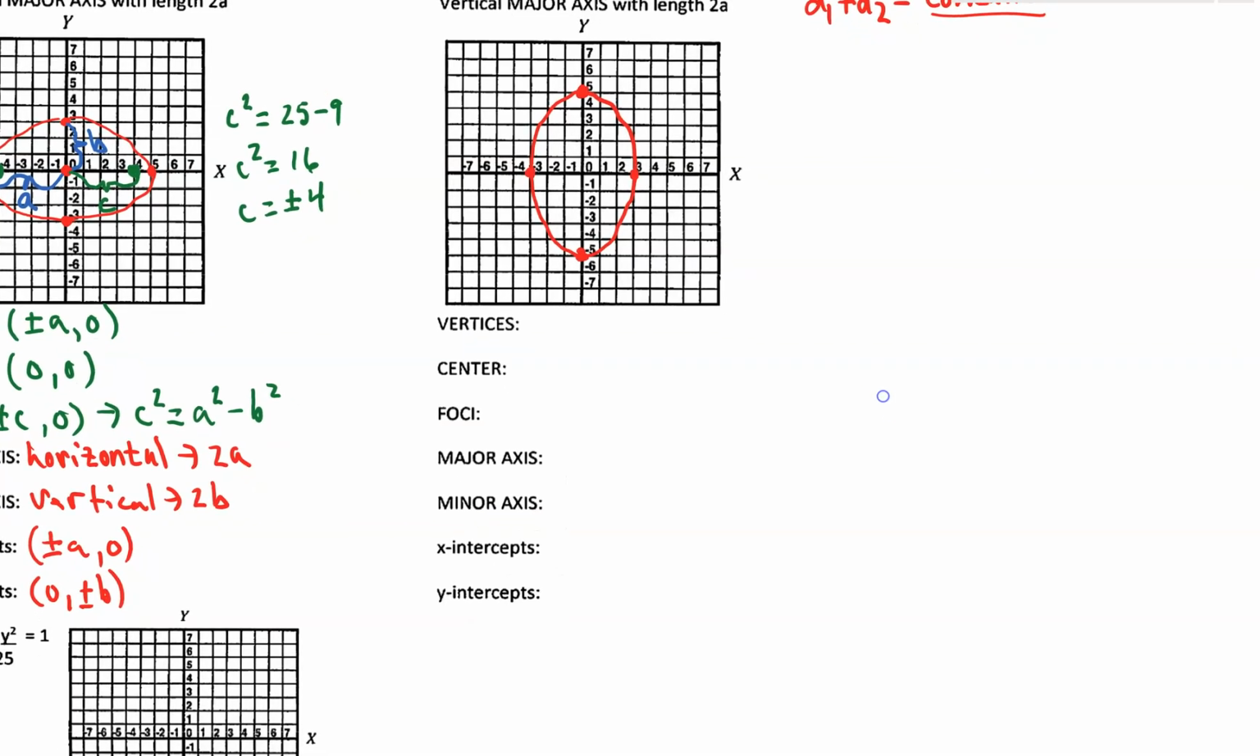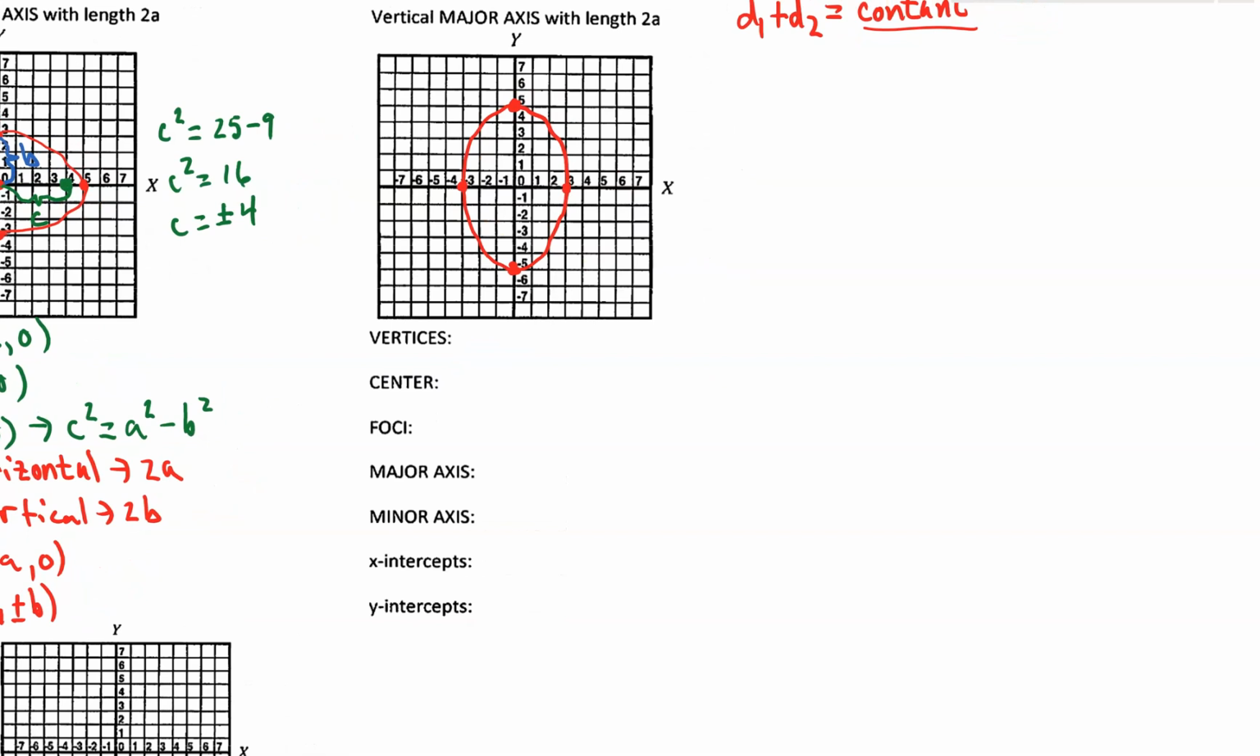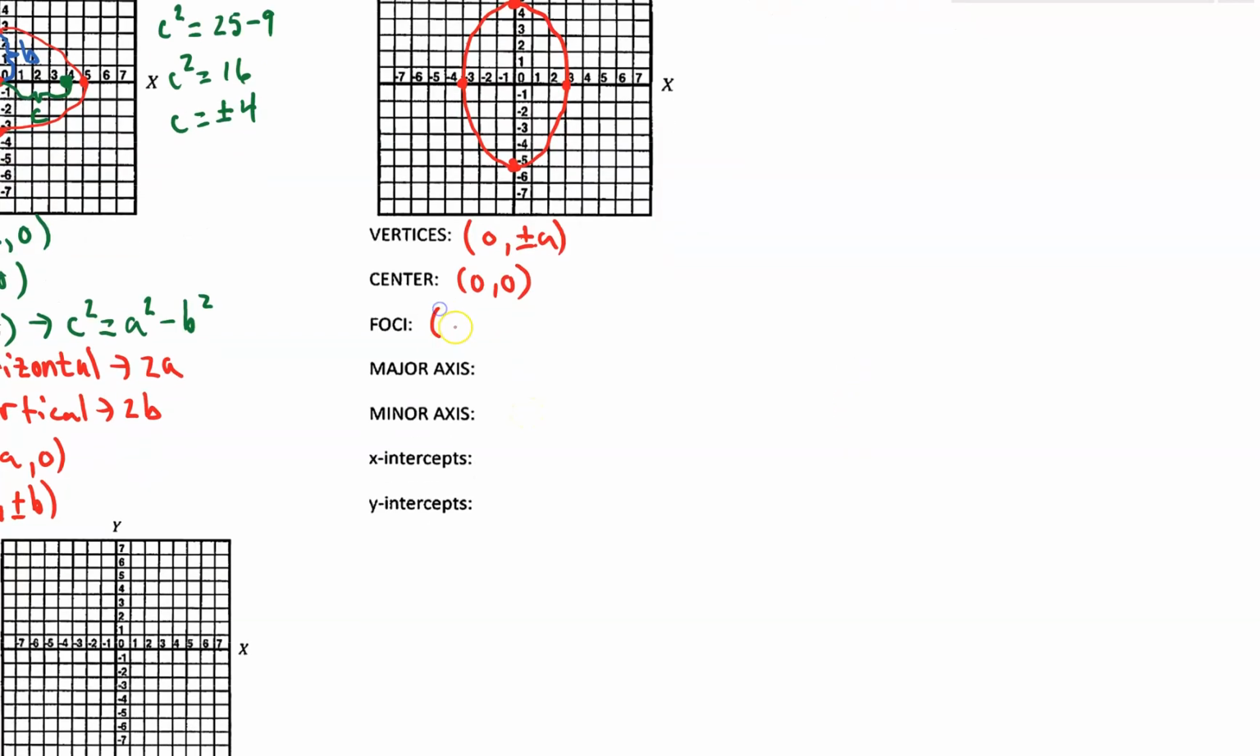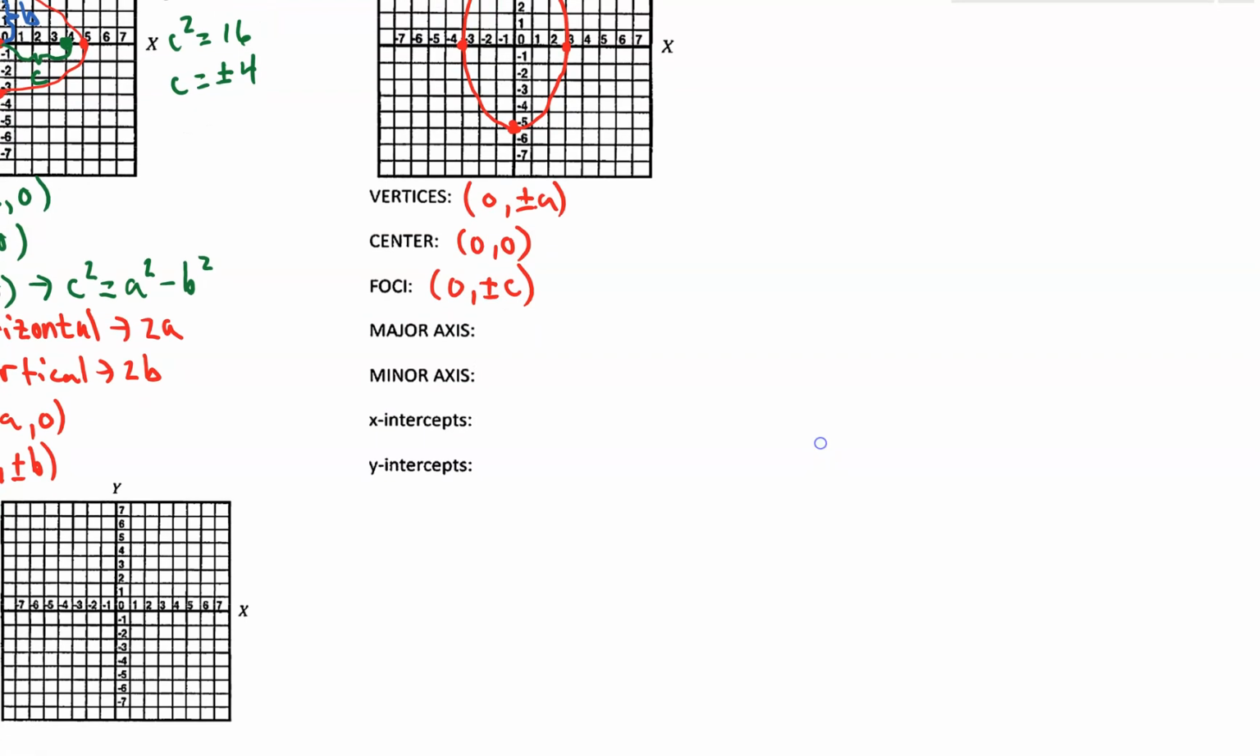Now, the difference. The major axis is now vertical. Here we have vertices now that would be starting at 0 and going to plus or minus a. The center, well, that would still be at 0, 0. Our foci points now are going to be 0, plus or minus c. The length of our major axis, well, now the major axis here is going to be vertical.